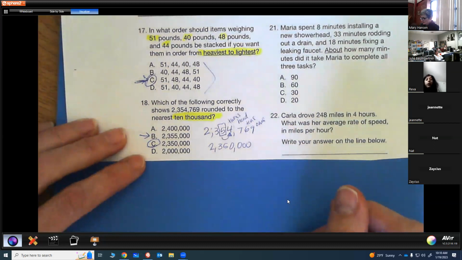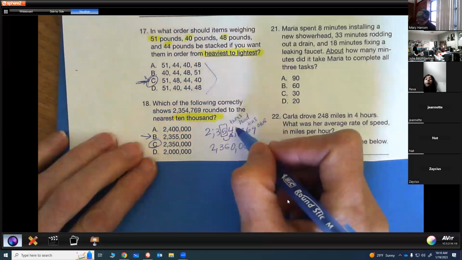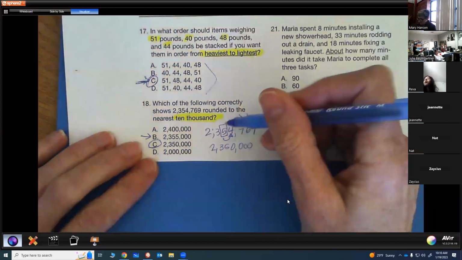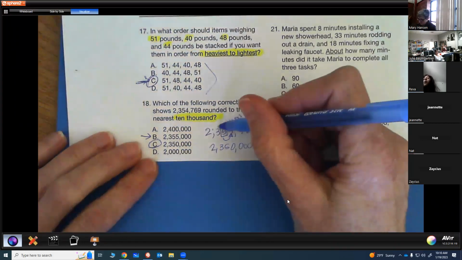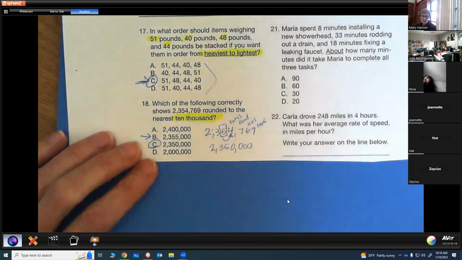I would probably know your place values through a million. So you have thousands, the 5 is 10,000s, the 3 is 100,000s, and then the 2 is in the millions place.